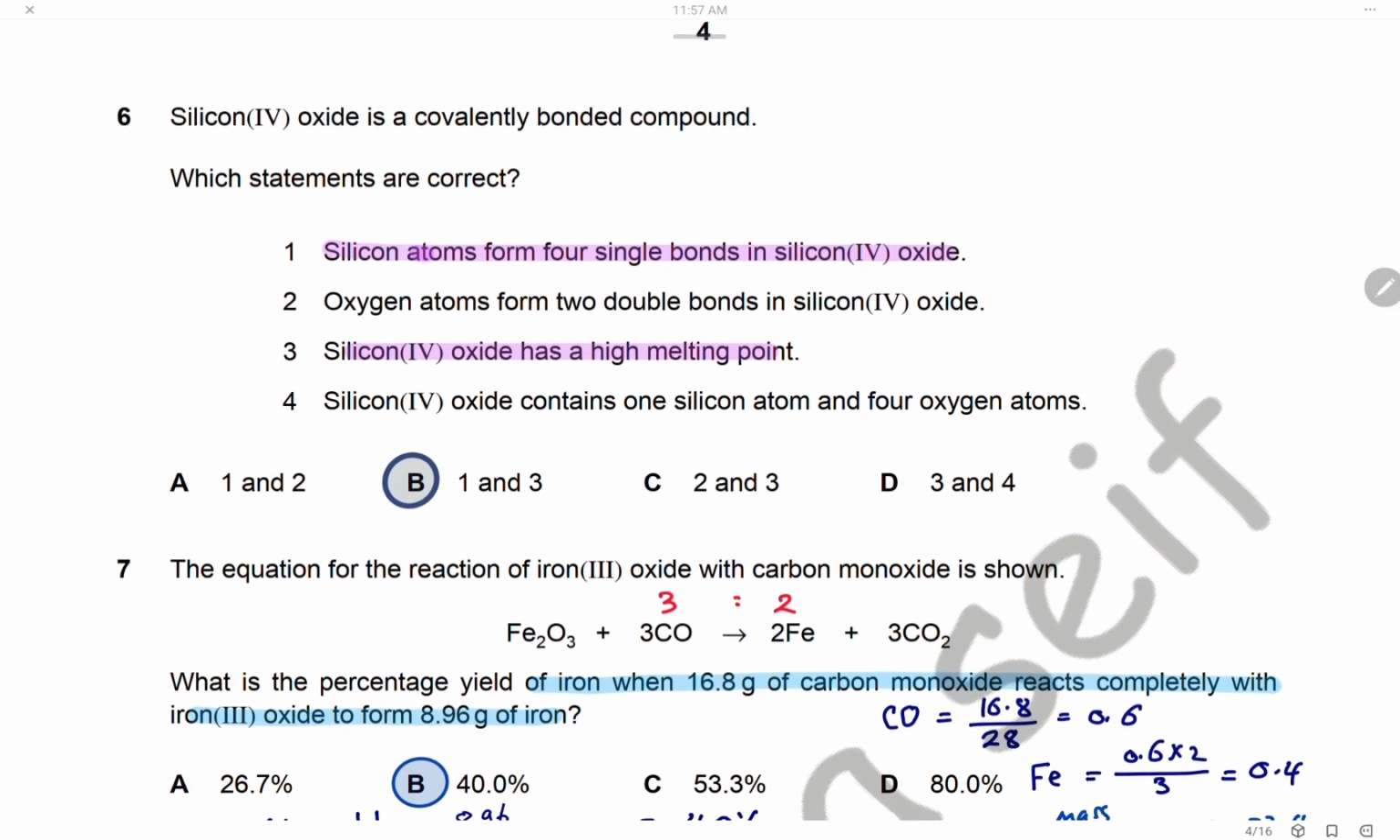Question 6. Silicon(IV) oxide is a covalently bonded compound. Which statements are correct? Silicon atoms form 4 single bonds in silicon oxide. Yes, this is correct. Each silicon atom is bonded to 4 oxygen atoms with 4 single covalent bonds. Oxygen atoms form 2 double bonds. This is wrong. Oxygen forms 2 single bonds in silicon(IV) oxide. Silicon oxide has a high melting point. This is correct. Silicon oxide contains 1 silicon and 4 oxygen. This is of course wrong. So the answer is 1 and 3. The answer is B.